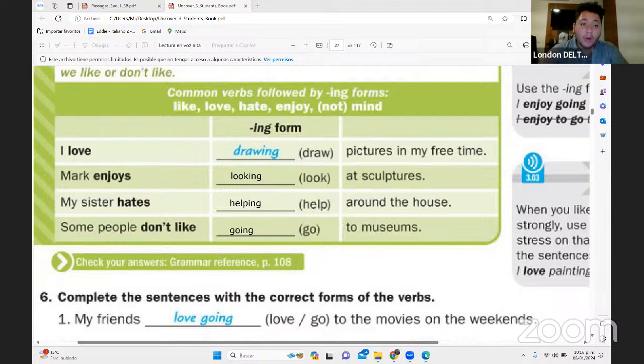So after one verb, you see that in the sentence we have two verbs. In every sentence, there are two verbs. Ya hay un verbo en la oración. Cuando usamos un segundo verbo, you need to modify it. No es posible escribirlo sin esta alteración o este sufijo. So you don't say Mark enjoys look. You need to say Mark enjoys looking. My sister hates, you don't say help. You say helping. Some people don't like going and so on. Okay.